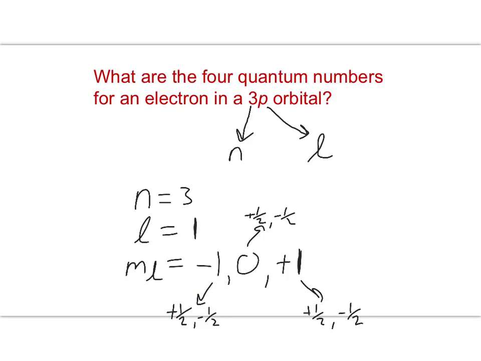So the question, what are the 4 quantum numbers for an electron in a 3p orbital? The 4 quantum numbers are here. n and L we know for sure. M sub L we can narrow it down to 3 numbers, and then for each orbital we can say that the electron is either spin up or spin down. That's what we can deduce with the information that's given.